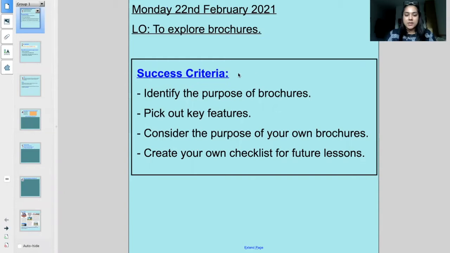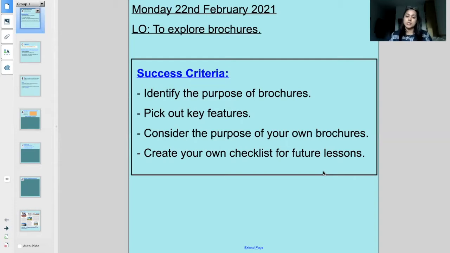So let's have a look at our success criteria, just to give you some insights on different things that you're going to be doing in this lesson today. So you're going to be identifying the purpose of brochures. You're going to pick out key features. So what common things do brochures have, which makes them key features? You're going to consider the purpose of your own brochure and also create your own checklist for future lessons.